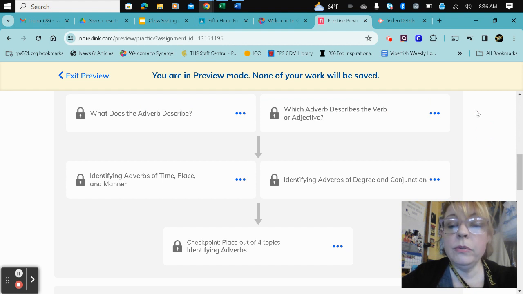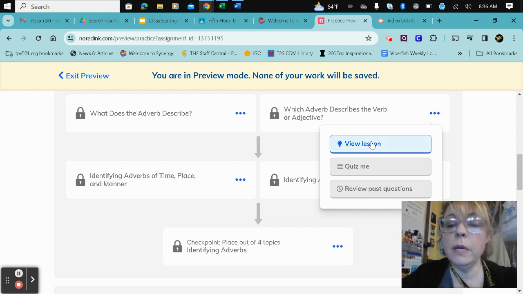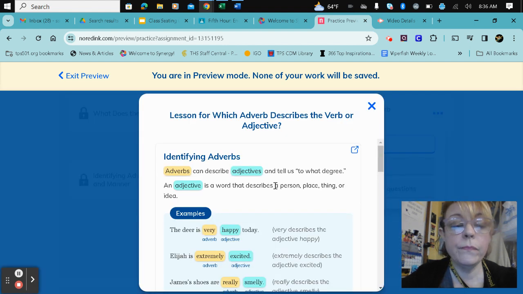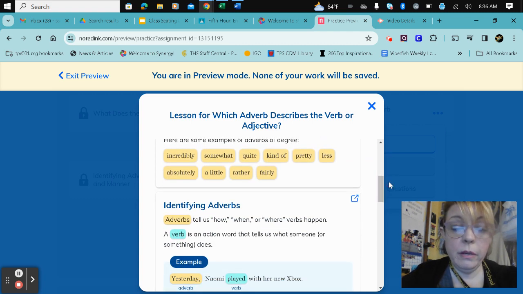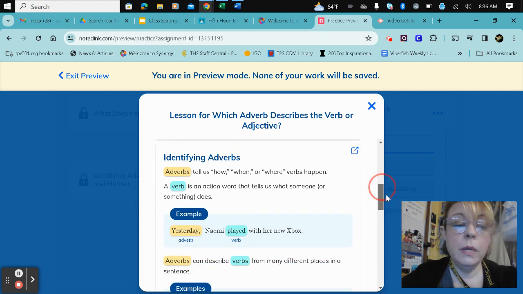So which adverb describes the verb or adjective? That's the next one. So click the three dots and go to the lesson. Adverbs can describe adjectives and tell us to what degree. An adjective is a word that describes a person, place, thing, or idea. Examples: the deer is very happy today. Elijah is extremely excited. James' shoes are really smelly. Examples of adverbs of degree, I think I've already read those.